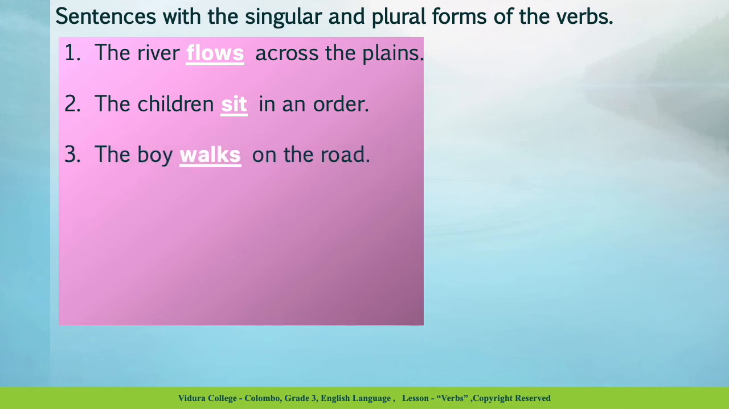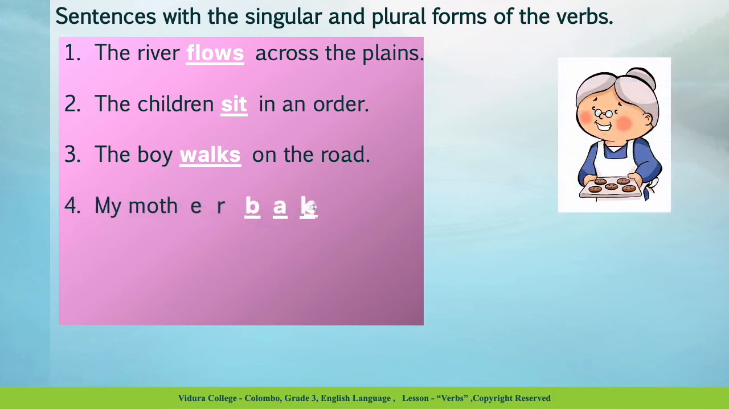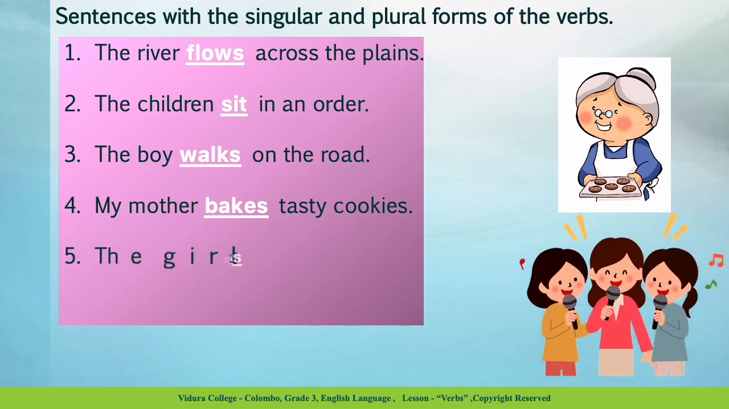Third one. In here, we have added s for the verb stem, which is walks, as the noun boy is a singular noun. Fourth one. In here also, we have added s for the verb stem, which is bakes, as the noun mother is a singular noun. Fifth one. In here, we have not changed the verb stem, which is sing, as the noun girls is a plural noun.